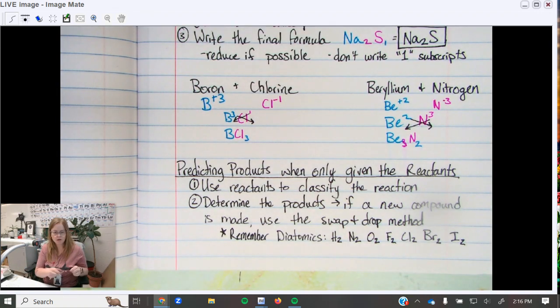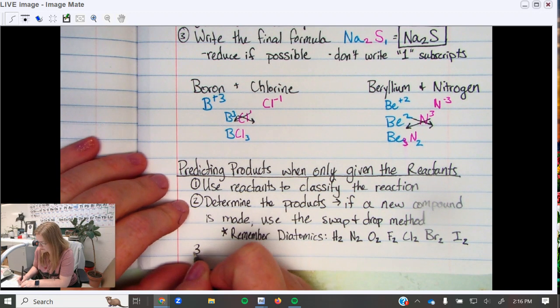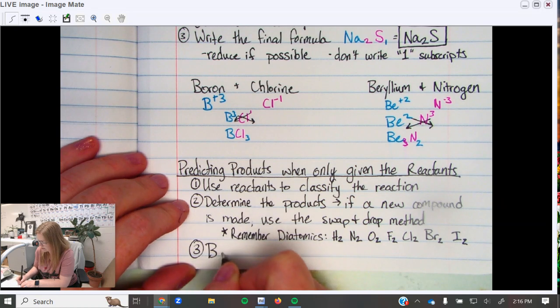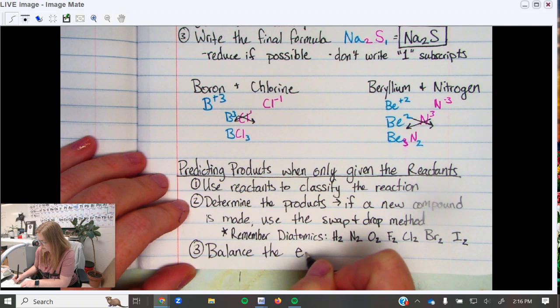Okay, so we've gone over step 1, which is to use reactants to classify the reaction. Then you determine the products using our swap and drop method. And then the last thing that you'll have to do sometimes, or all the time, is balance the equation.